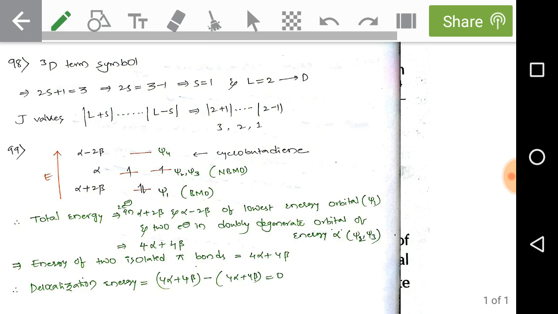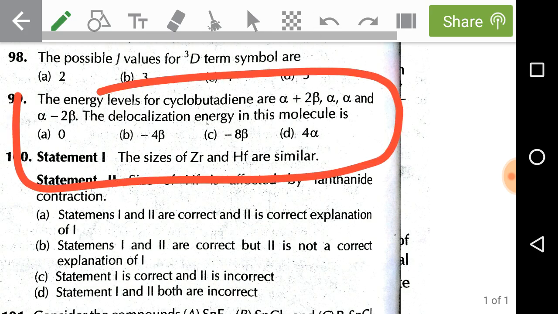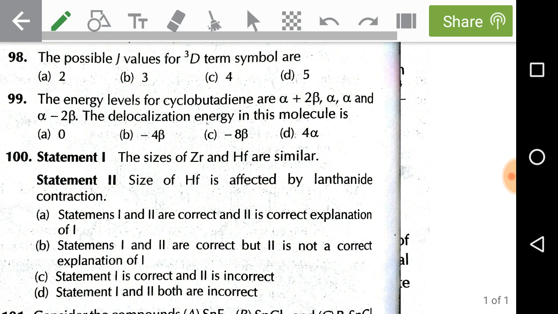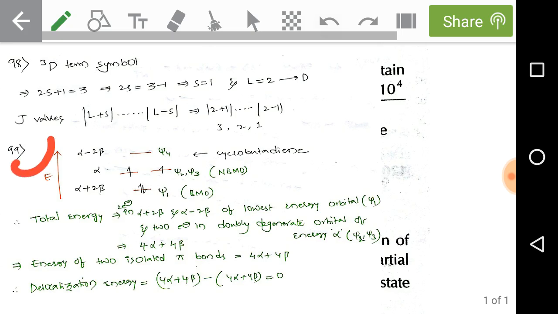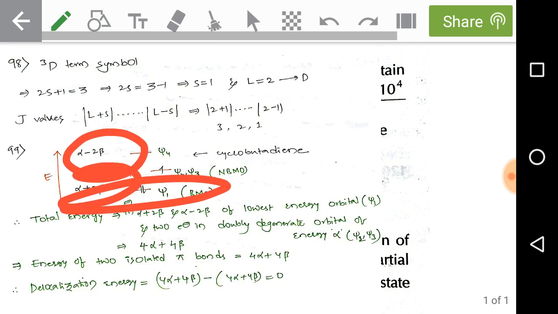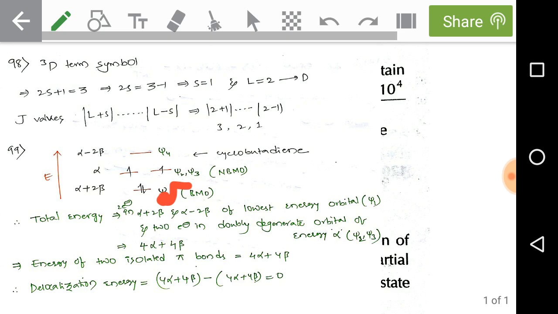Next question, 99: the energy levels for cyclobutadiene are alpha plus 2 beta, alpha, alpha, and alpha minus 2 beta. The delocalization energy in this molecule is? Now just look at the 99th question answer. Take alpha plus 2 beta, alpha and alpha minus 2 beta as psi1, psi2, psi3 and psi4. Psi1 is the bonding molecular orbital containing 2 electrons, and psi2 and psi3 are considered non-bonding molecular orbitals containing one electron each.